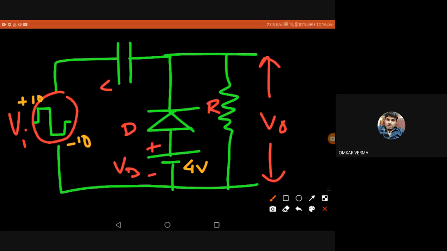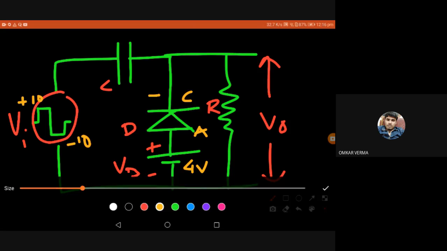So we'll start analyzing. What is the important point? We have to start analyzing the circuit with that part of the input cycle which forward biases the diode D. Definitely it is the negative cycle, right? Because the cathode is at the top and the anode is at the bottom. So the diode is forward biased when the input is negative, and that happens in the negative cycle. So I'll start analyzing with the negative input cycle.